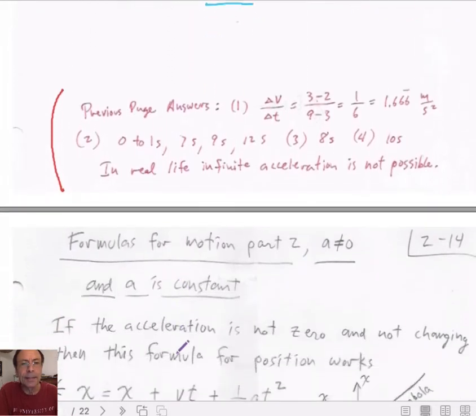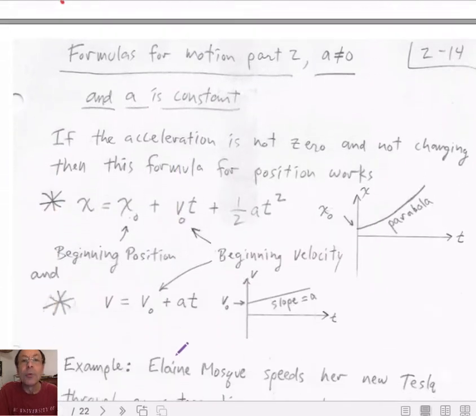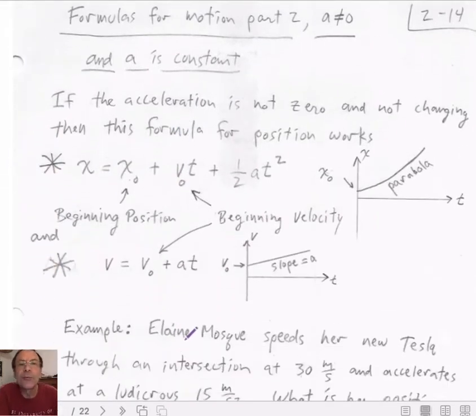Now, what's next? Well, moving on. What if the acceleration is not zero? That means that your object, your car, your rocket, whatever it is, may be speeding up, may be slowing down. Now, this could get really messy, really complicated, but we are going to make one simplifying assumption. We are going to limit ourselves. We're going to say that the acceleration is constant.